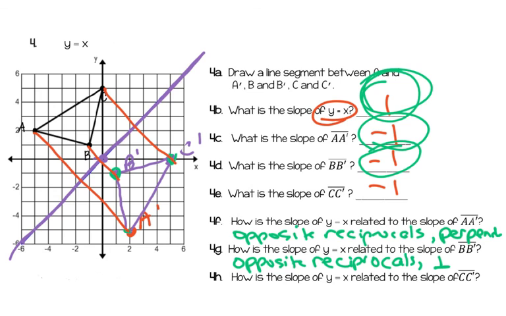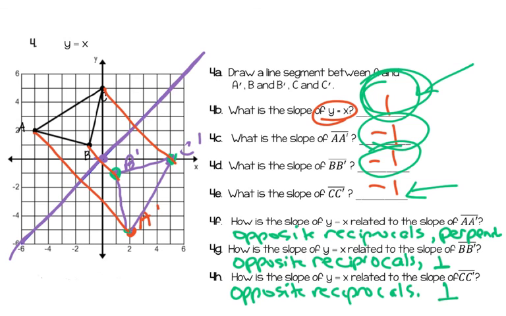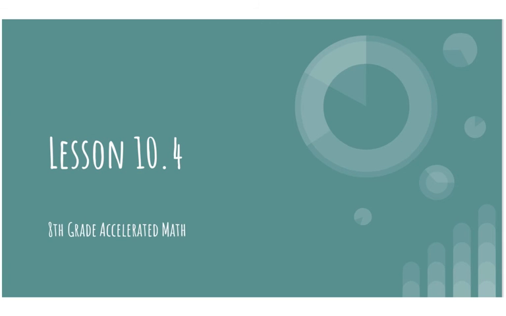You can abbreviate perpendicular. And then how is the slope of y equals x, so my 1, how is that related to my slope of C to C prime? So again, I want you to write it one more time. Opposite reciprocals, perpendicular slope. This lesson will be continued in part 2.